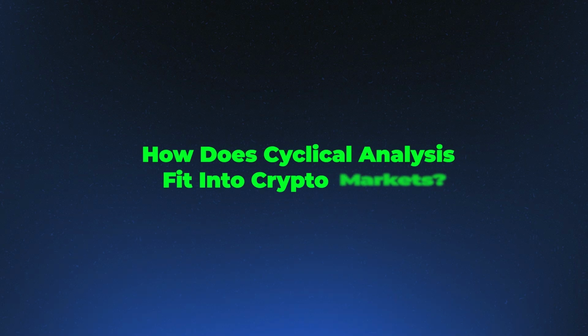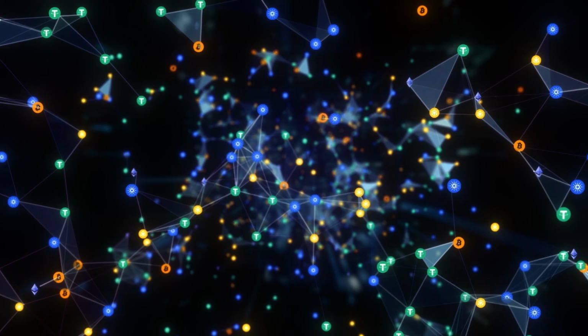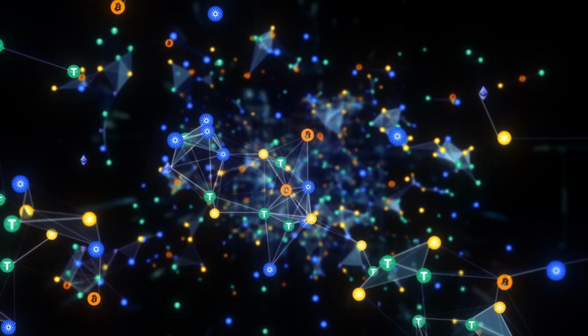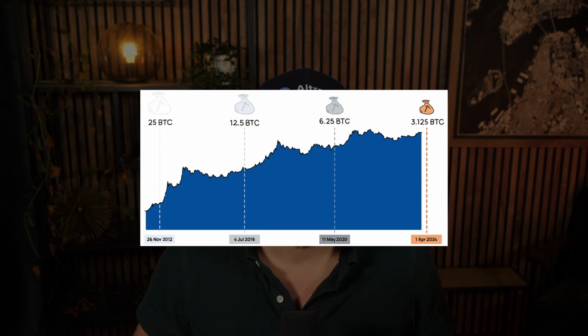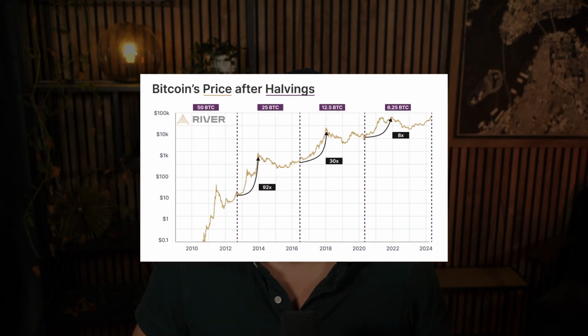How does cyclical analysis fit into the crypto markets? Crypto is one of the most cyclical markets in the world. Both micro and macro cycles repeat with surprising consistency. Here are some key examples. A Bitcoin halving cycle, a macro cycle. Roughly every 4 years. Post-crash accumulation, markup in the months after the halving, distribution with maximum euphoria, and markdown with a major correction. This pattern has repeated 3 times in a row.